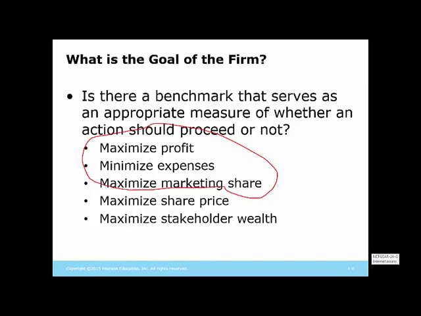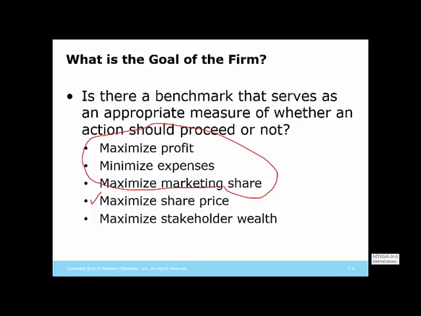And those 3 things are all worthwhile goals. But we want to talk about what it is that the owners of a company really want. The owners of a company want to become wealthier. They want you to increase the stock price so they increase the wealth or the value of their portfolios. So the share price is the goal of a financial manager.